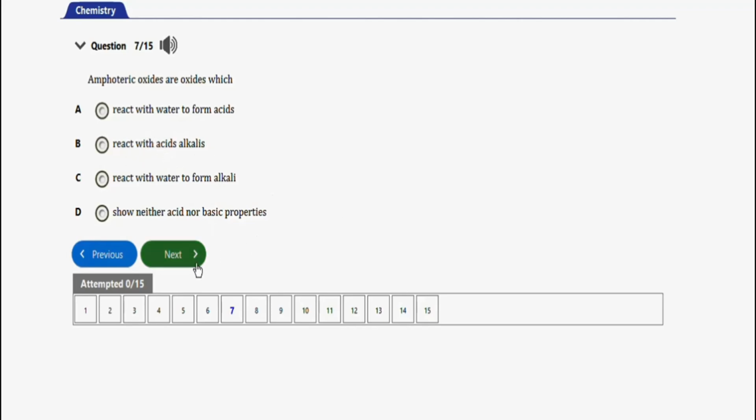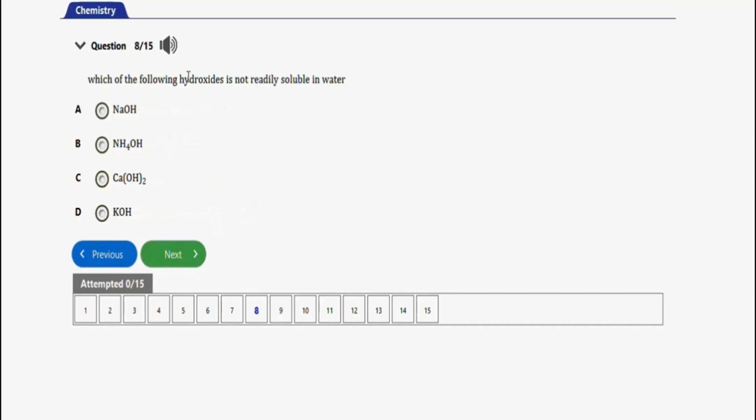Okay, so the next question says, which of the following hydroxides is not readily soluble in water? We have sodium hydroxide, which is a strong base, it ionizes completely in water. We have potassium hydroxide, which is also a strong base. We have ammonium hydroxide, this is also a strong base, it ionizes completely in water. And we have calcium hydroxide, which is a weak base. So the right option is option C, this weak base, calcium hydroxide. It should not readily be soluble in water. So it's as simple as this.